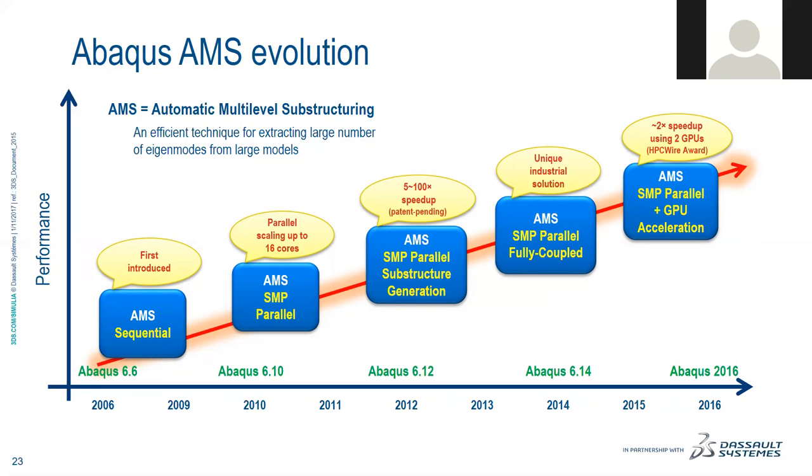So now with the concept of GPU, initially it was a limited range of models that could be used, but now it's a broad range of models that can be used with the GPU. The new feature of the AMS solver in 2017 is that the number of requested eigenvalues is now taken into account inside the solver, which previously was a post-processing parameter.